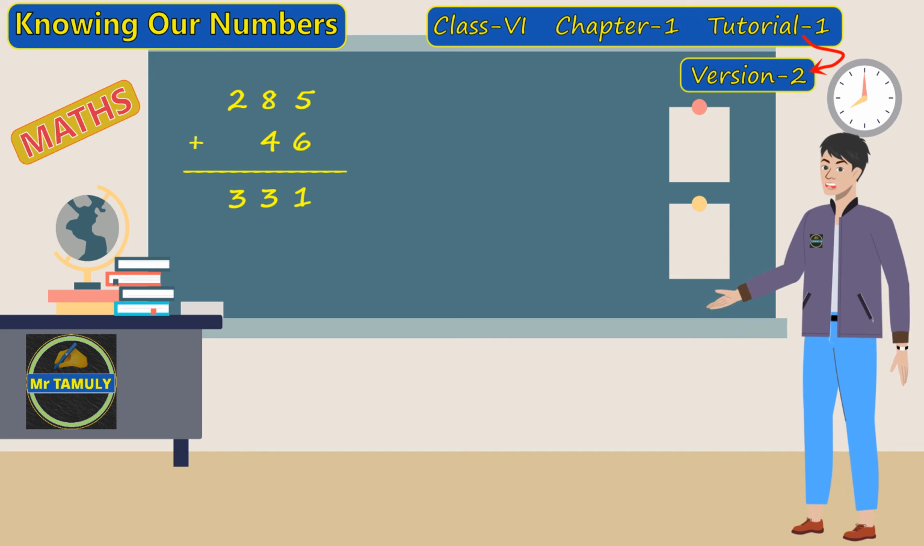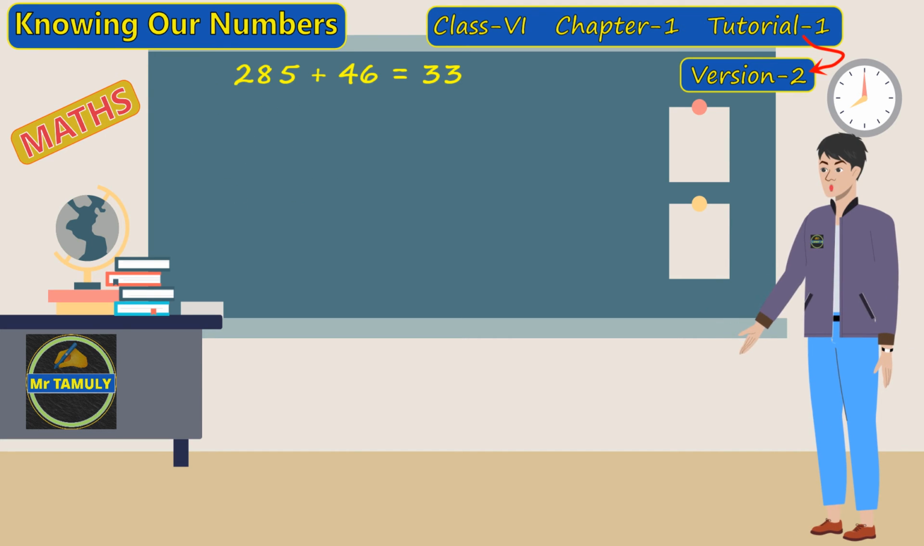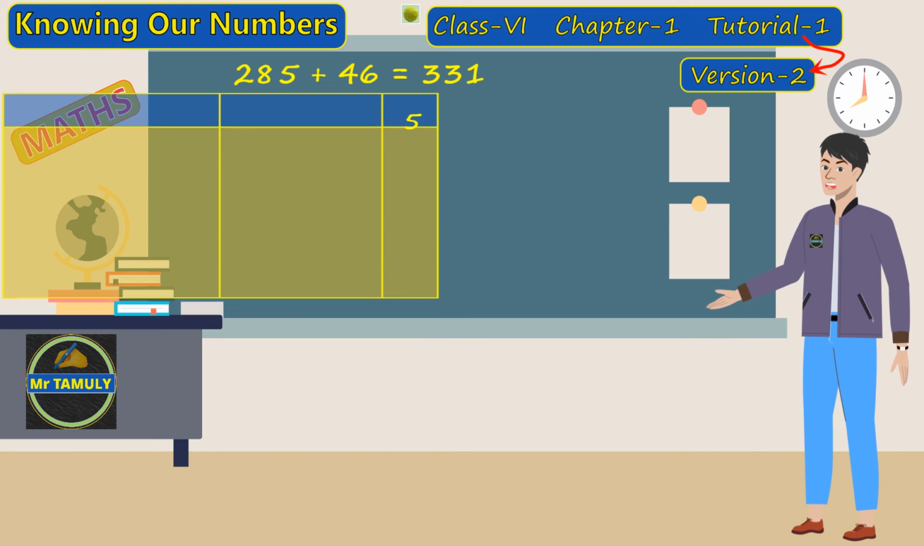Now let's watch the tennis ball analogy of this arithmetic. First we shall get the tennis ball representation of the number 285.